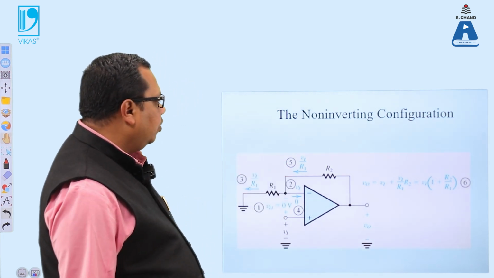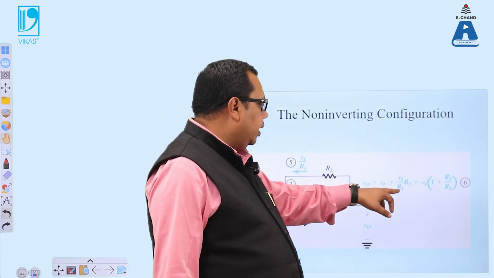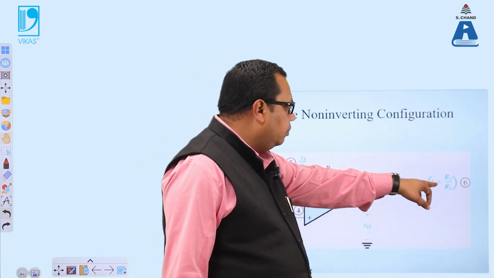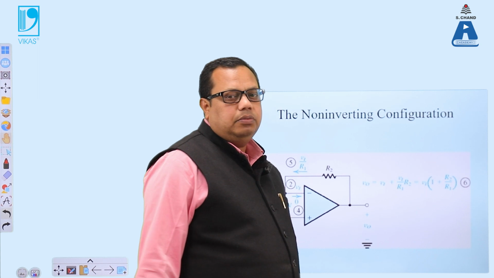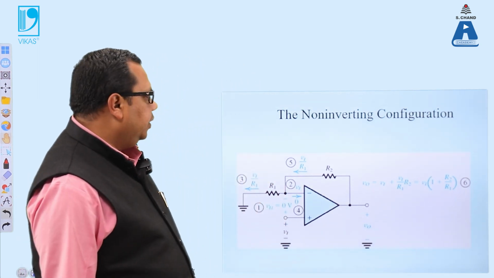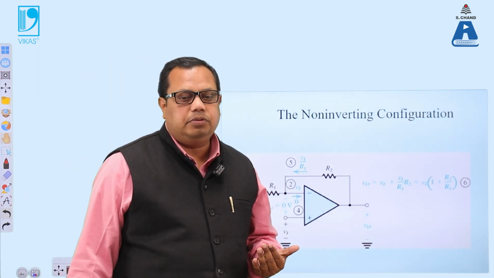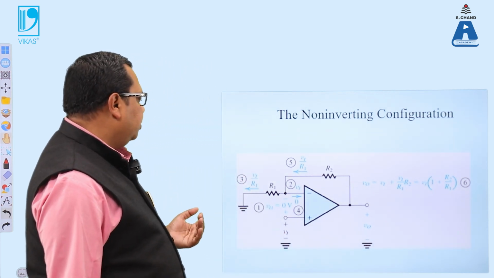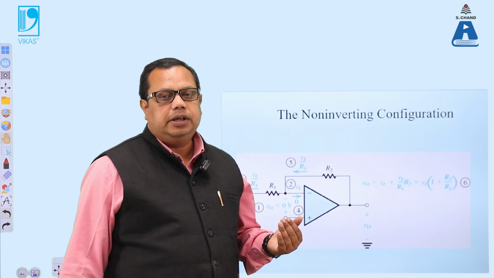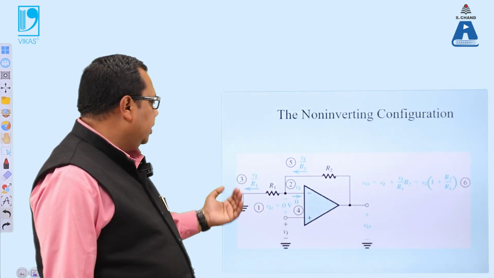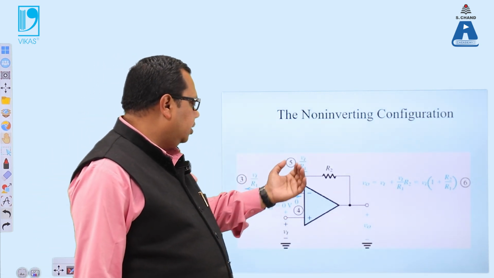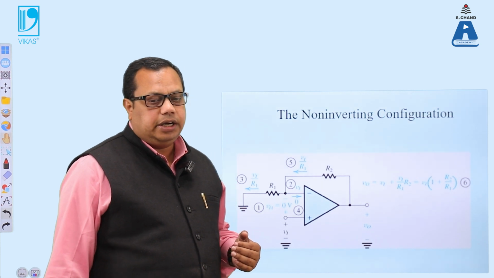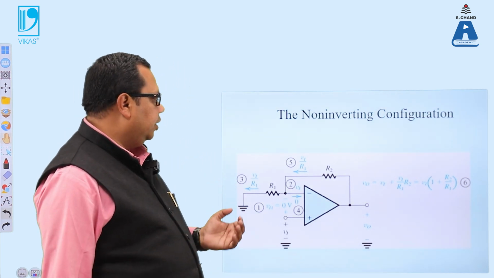So we can see that the output voltage is equal to V1 plus V1 by R1 R2, which is V1 times (1 plus R2 by R1). So basically we are using network theorems to make the calculations. We are connecting the input resistance with a particular resistor, and after making the connectivity we make the calculations.